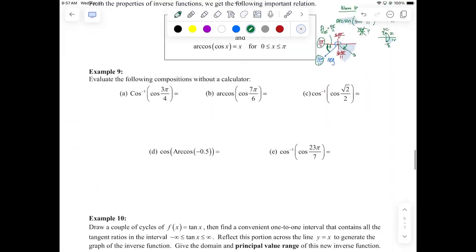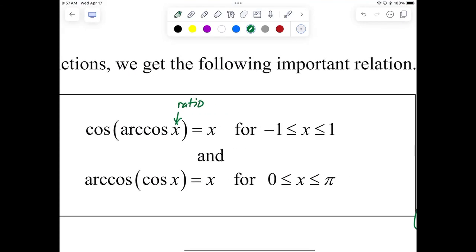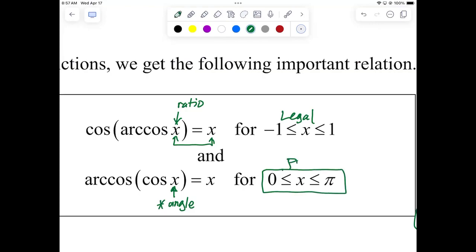Okay, so we do the same thing here with cosine. If we start with a ratio and we take the arc cosine of cosine, it's going to just be the ratio. It's going to be what you started with, so long as it's a legal ratio. As long as it's between -1 and 1, it's going to undo itself. The trick, though, is when you start with an angle, like we just saw in the warm-up. If you start with an angle and you're taking the arc cosine of the cosine of that angle, it may not be x. It will be x only if it lives in the PVR.